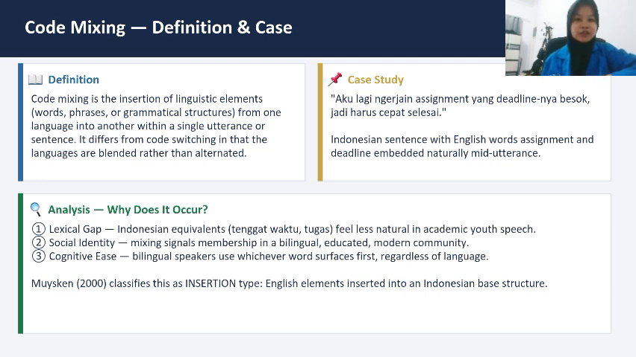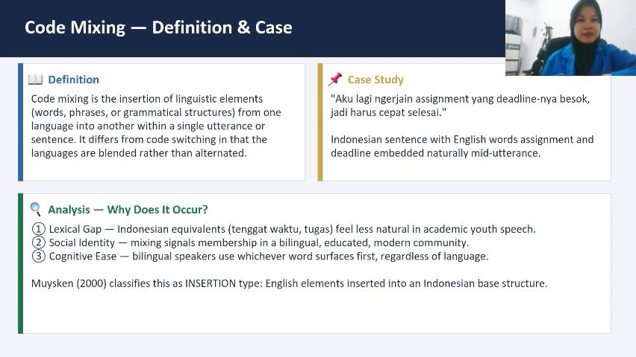Within a single utterance, what makes it different from code switching is that the languages are blended, not alternated between turns. Look at our case study. A student says, "Aku lagi ngerjain assignment yang deadline-nya besok." The sentence is Indonesian, but the words assignment and deadline are English, inserted naturally mid-sentence.